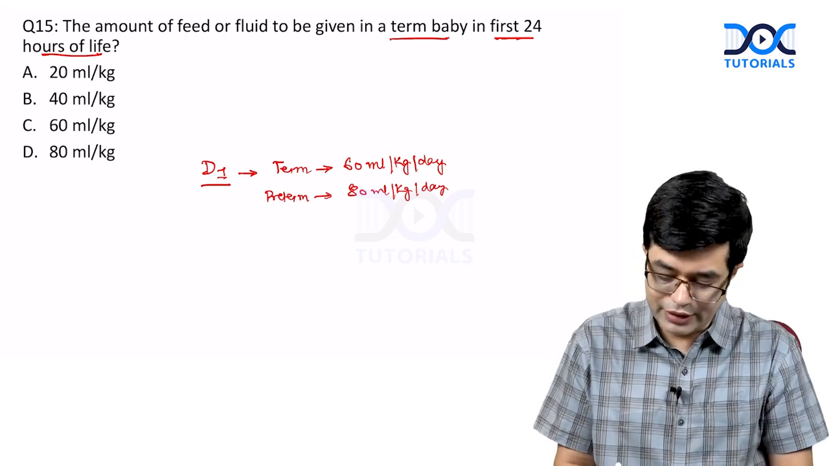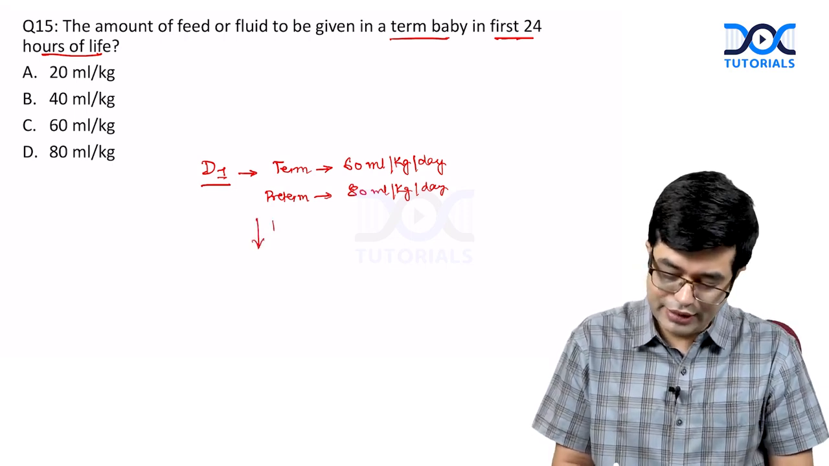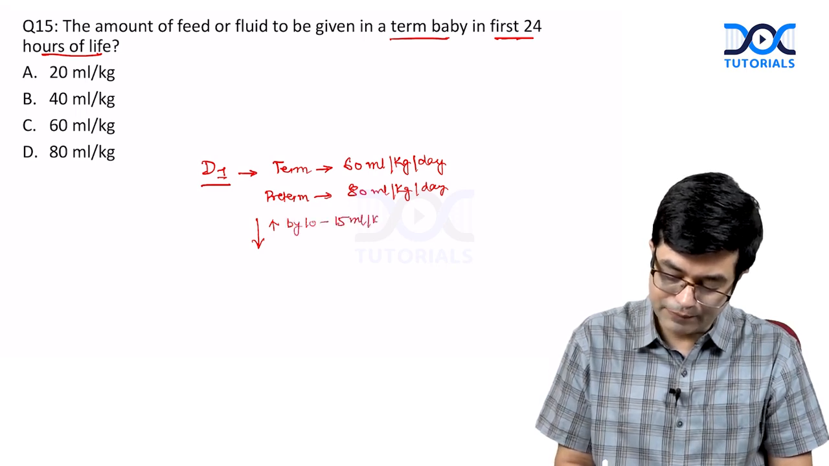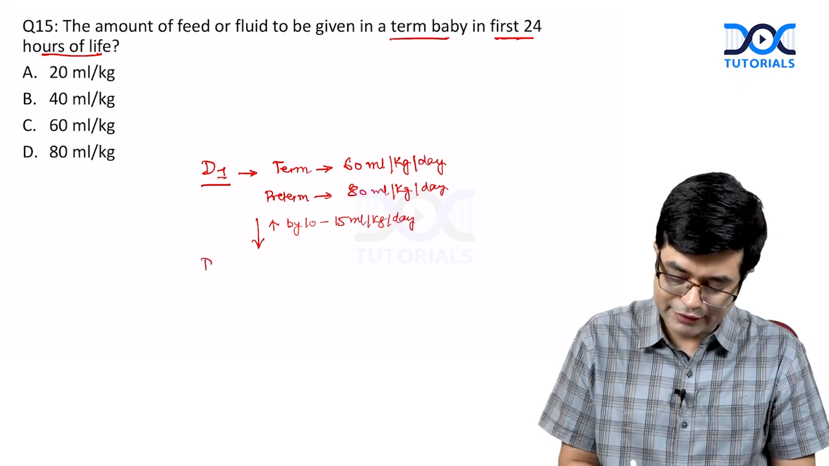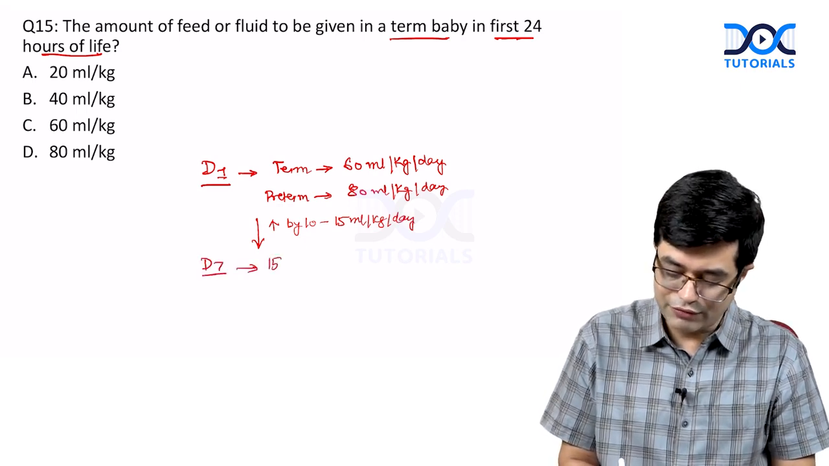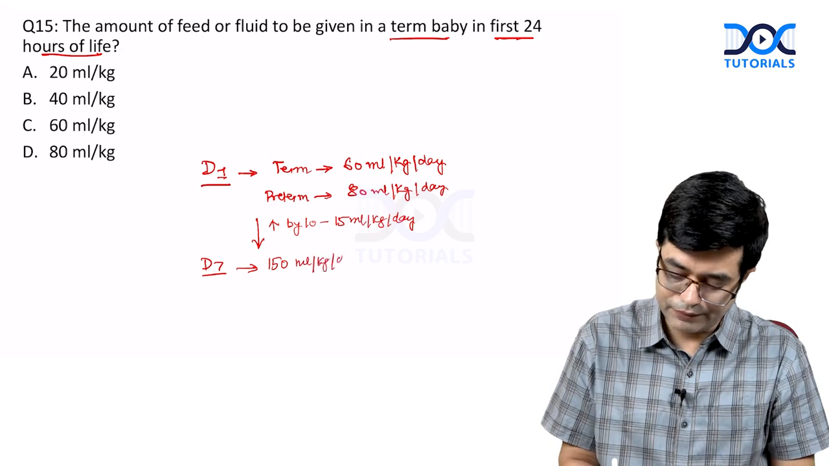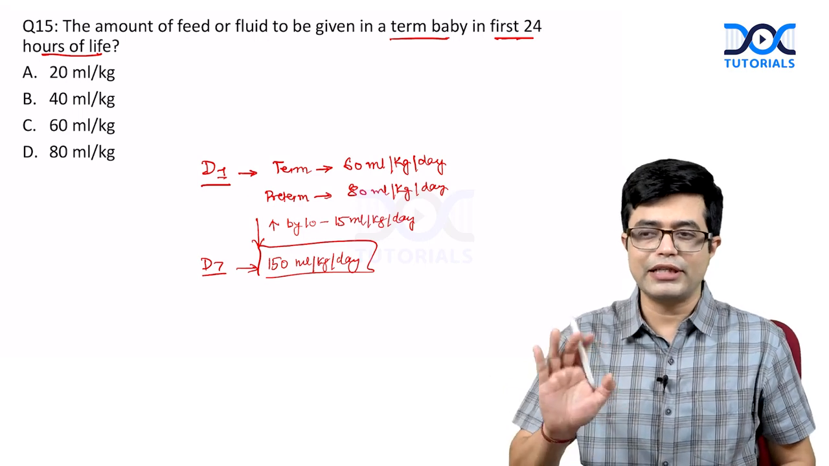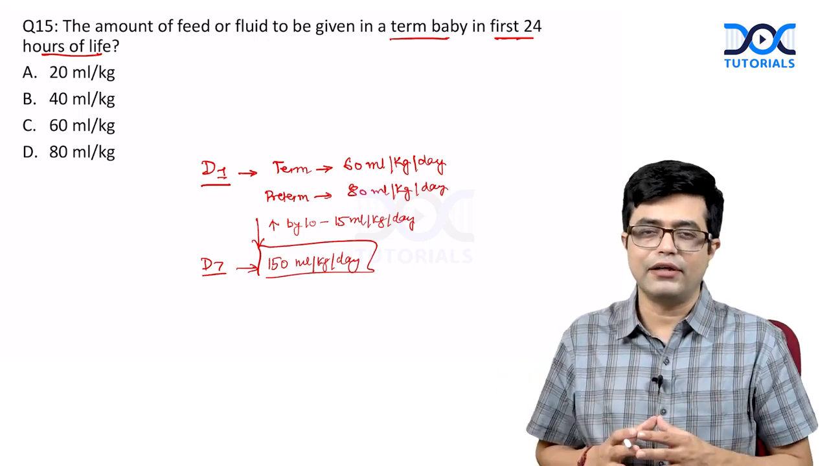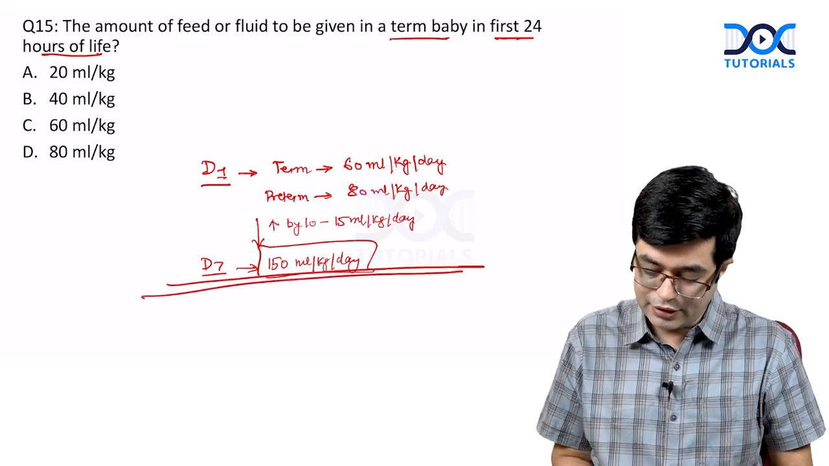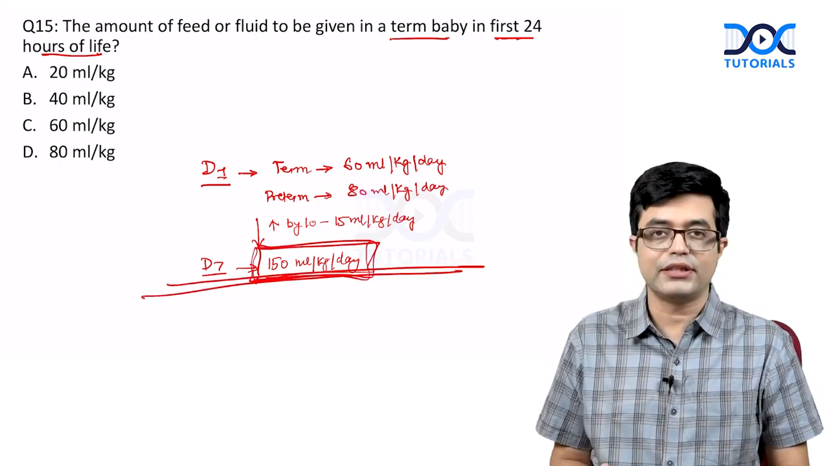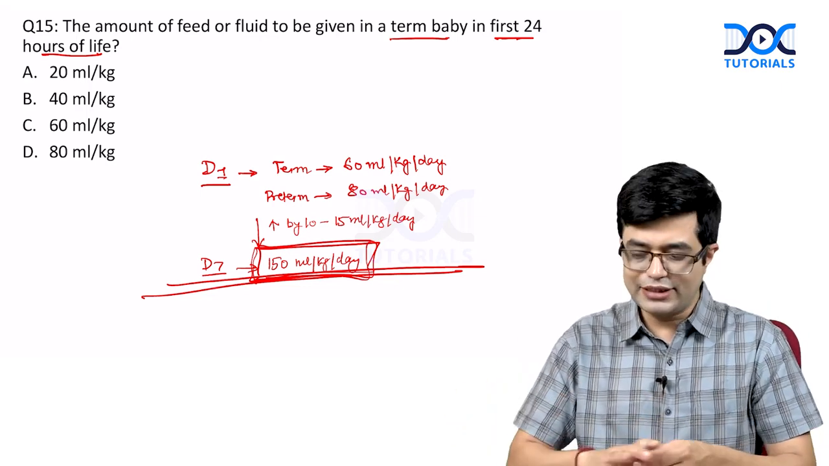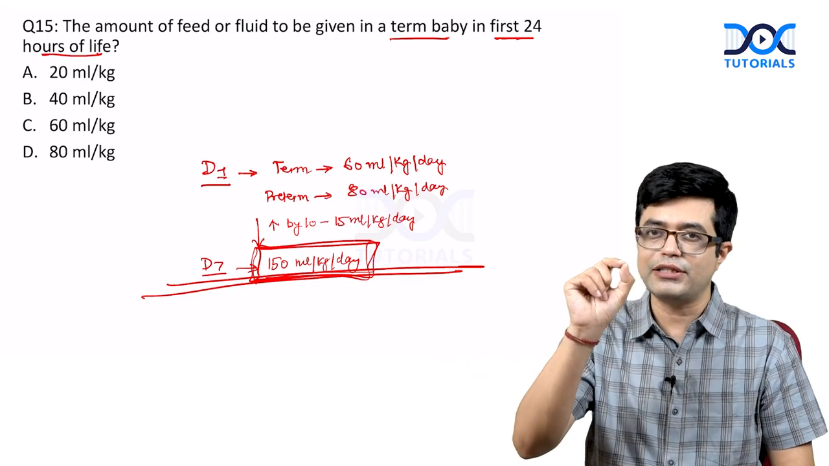And once you start on day 1, every day you increase the feed by 10 to 15 ml per kg per day. So that by day 7, the child reaches about 150 ml per kg per day. In case of preterm baby, it can go beyond that as well. But in no circumstance we will exceed the 170-180 value. Remember, this is the upper limit. You will not go beyond this. You cannot keep on increasing indefinitely. Then there are specific formulas for that. So this is the gradual hiking of feeds which is done in the first week of life.